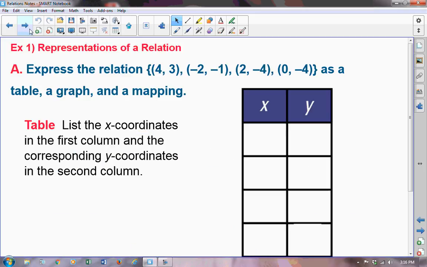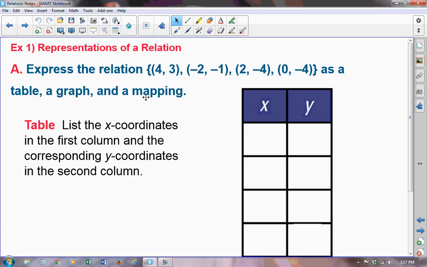All right, so here is a relation, a set of ordered pairs, and it's in set notation with the curly brackets, and each of the ordered pairs separated by a comma. We're going to represent them in 3 different ways: as a table, a graph, and in a mapping or a mapping diagram.